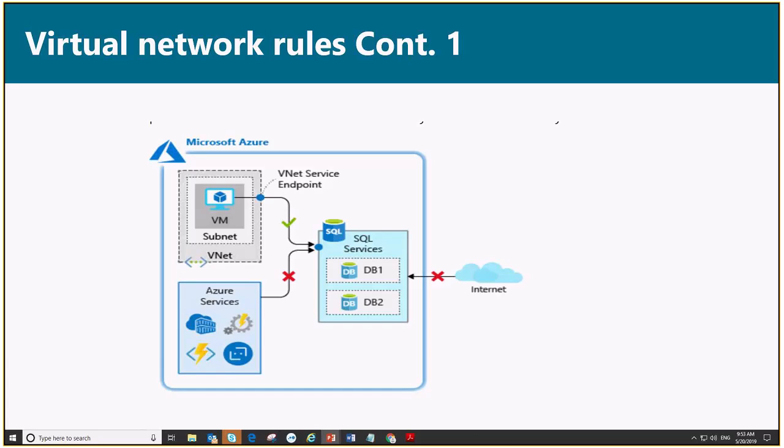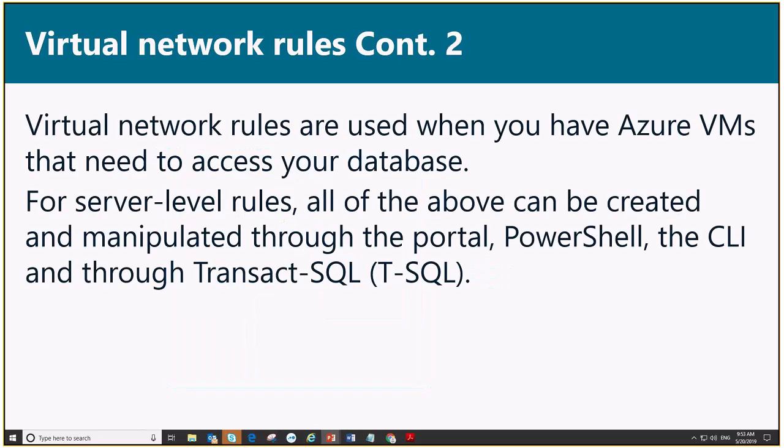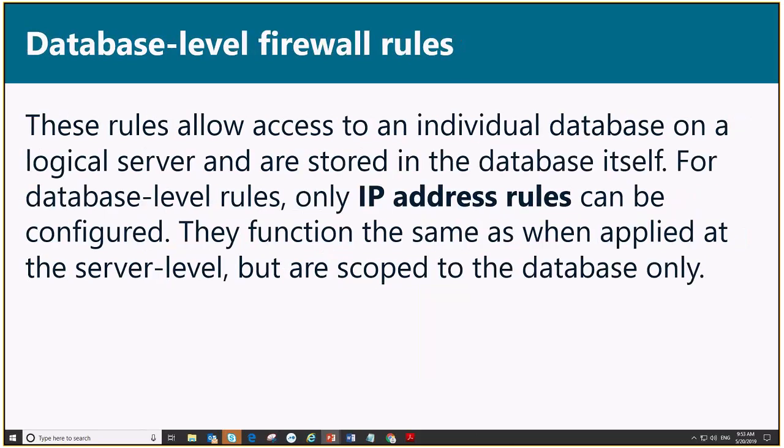But anyway, we also set up virtual network, like we have physical network on premises, and that's what we're doing here. Virtual network also allows you to decide who can get in and who cannot get into your database. So virtual network rules are used when you have an Azure VM that needs to access your database. For server level rules, all of the above can be created and manipulated through the portal, PowerShell, CLI, and through Transact SQL.